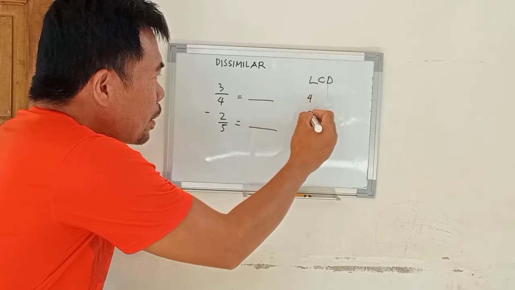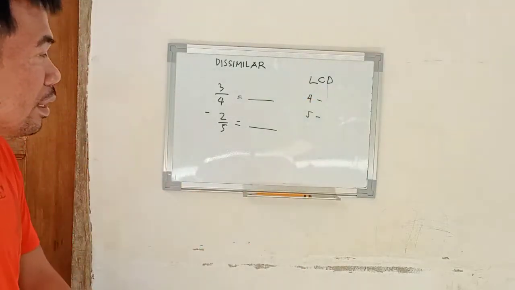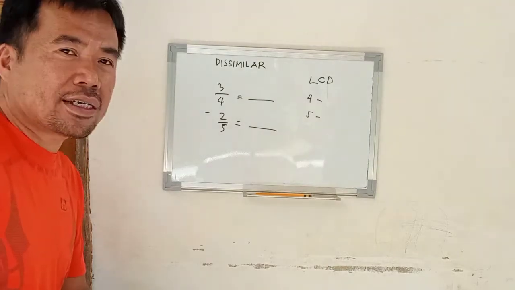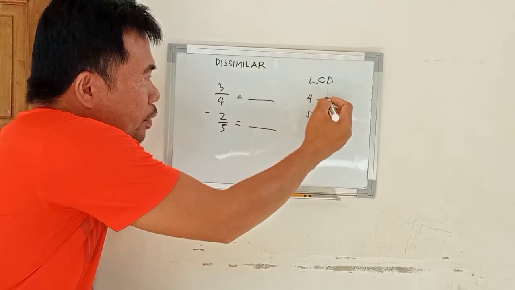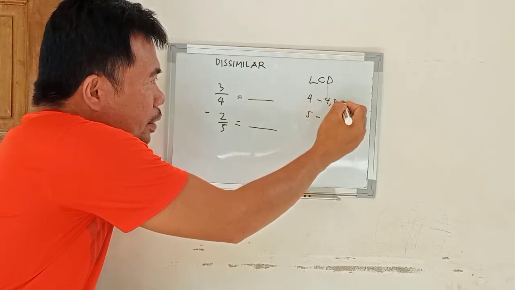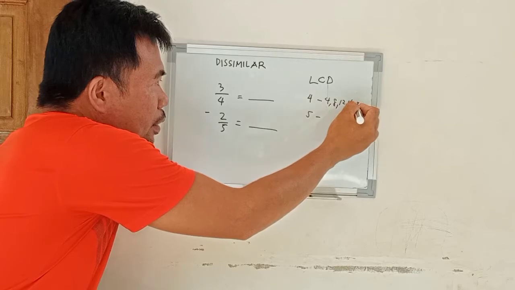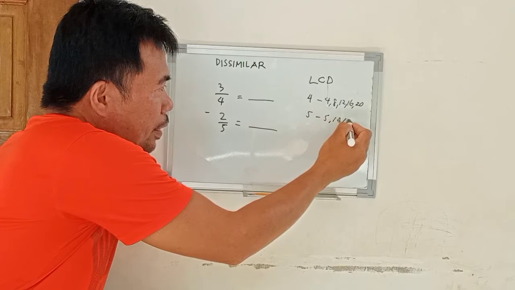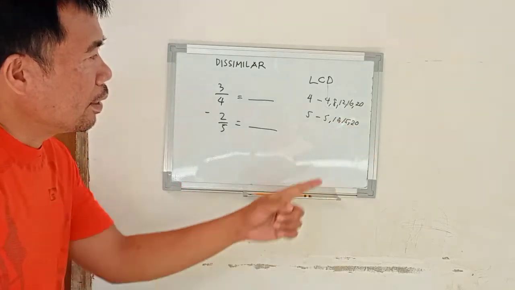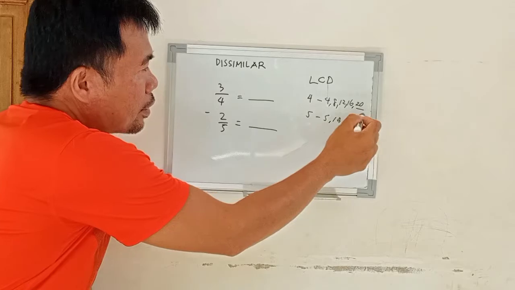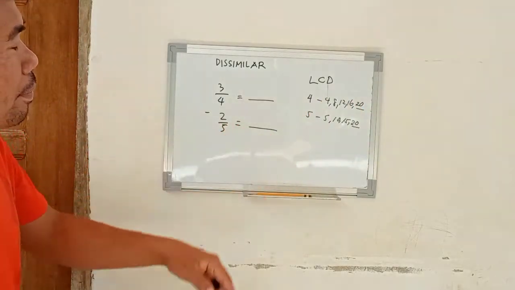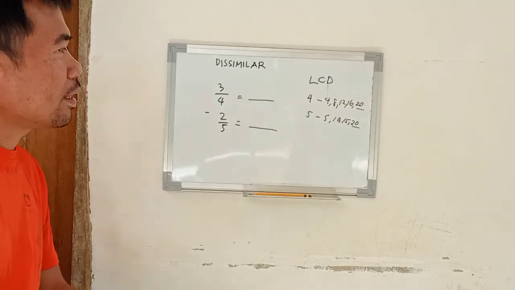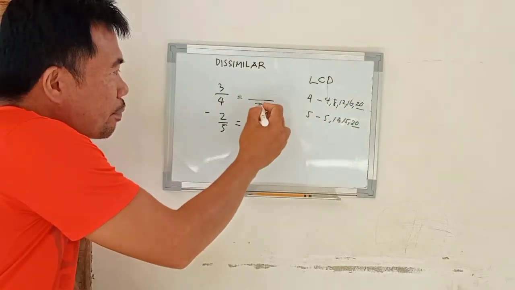So the first strategy is by listing method. This is like skip counting. So 4, 8, 12, 16, 20. And 5, 10, 15, and 20. And the first number that is common for both 4 and 5 is our least common denominator, or least common multiple. So our LCD here is 20.